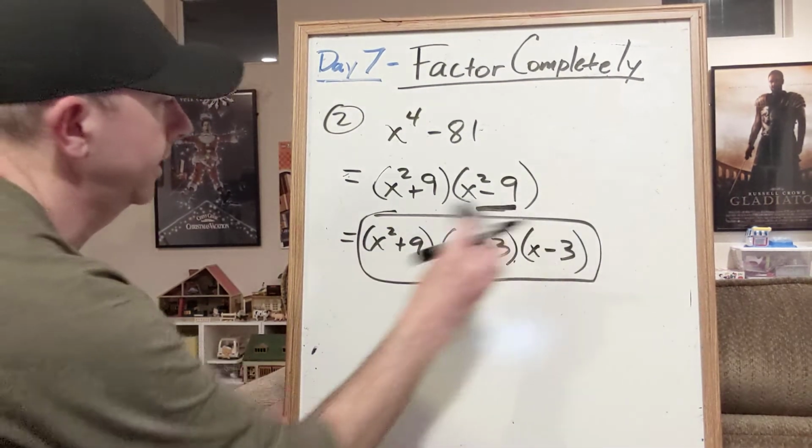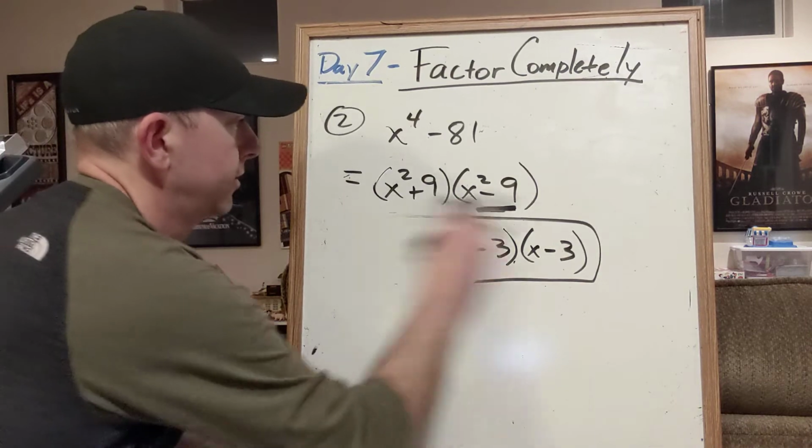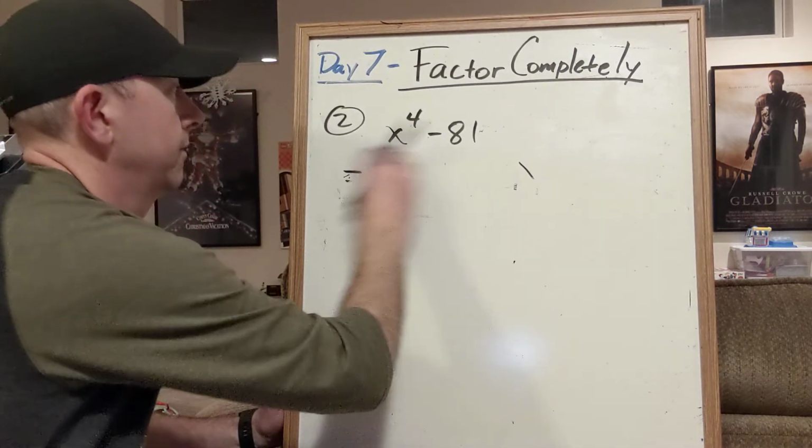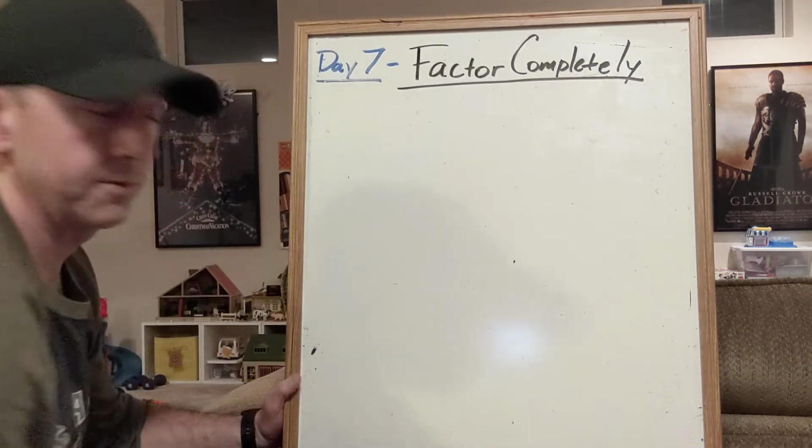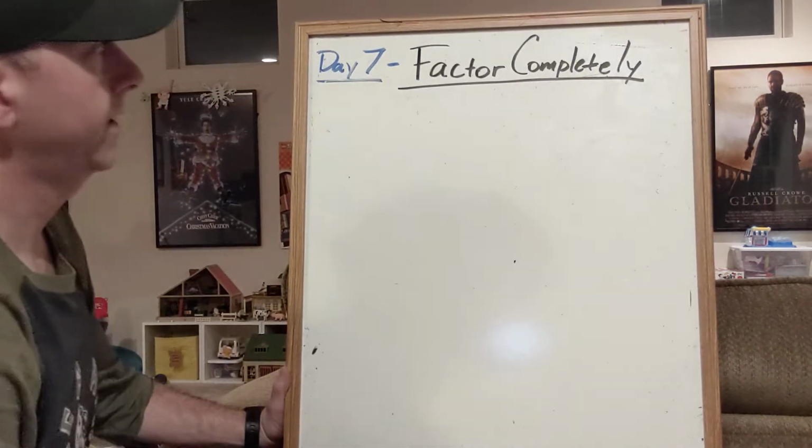Sometimes it happens like that. You can have 3 groups. It's not always going to be 2 parentheses boxes in your answers. So that one is a unique one that only happens because of difference of squares. So that's the difference of squares factor completely stuff.